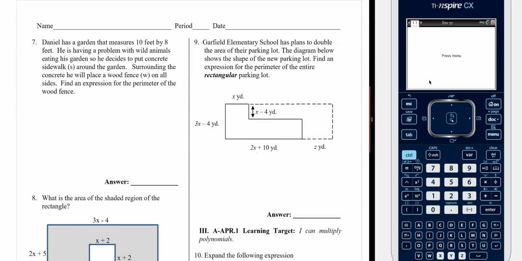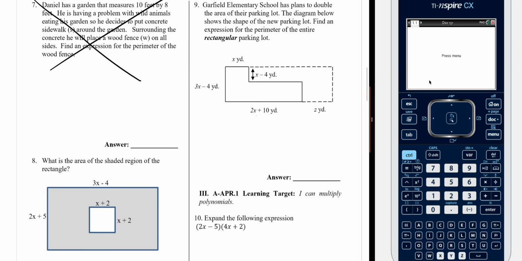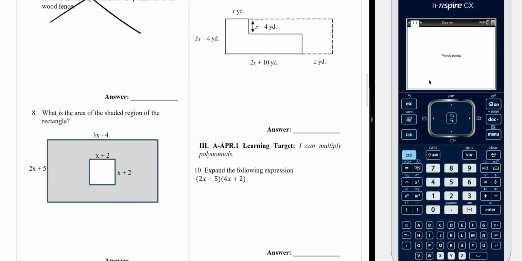Number 7, Daniel has a garden that measures 10 feet by 8 feet. He's having a problem with wild animals. Actually, we're going to skip 7. It's kind of an odd question. We'll talk about that one in class.